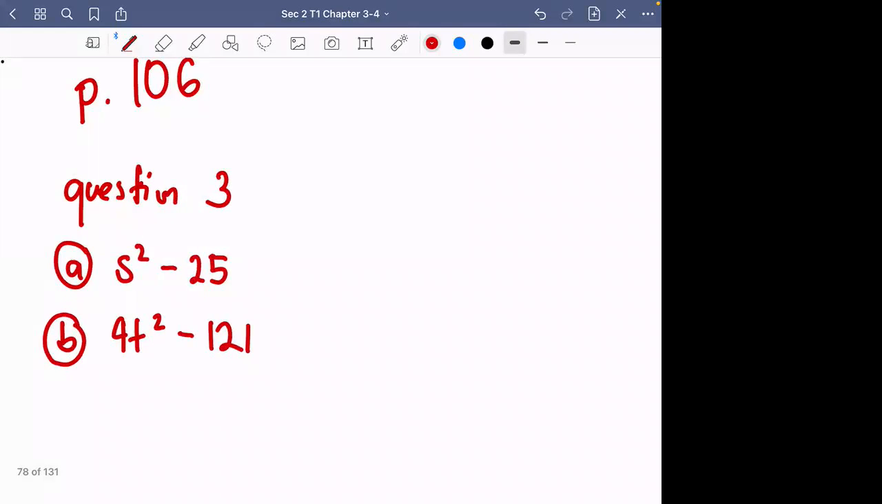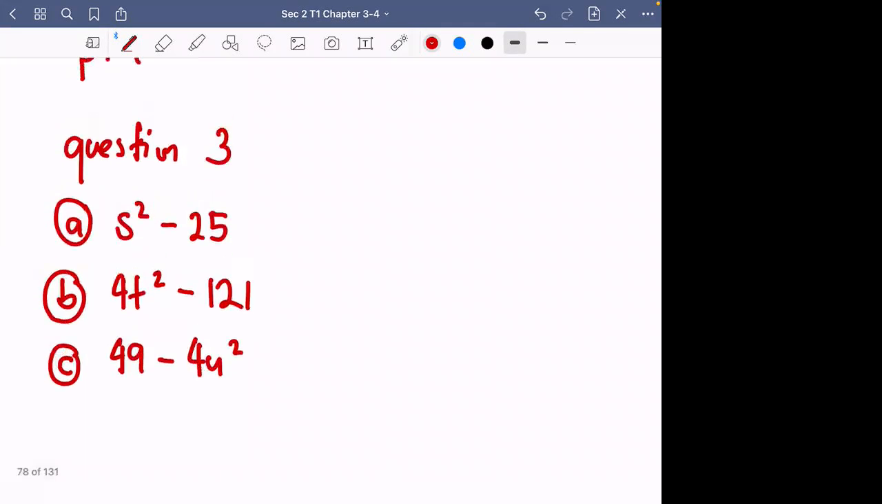Okay, so let's have letter C. Emily, letter C. 49 minus 4u squared. Very good. That's how you answer. So 49 minus 4u squared. Any volunteer among the boys? Letter D. Okay, Sam, go. What's your answer? The answer is w squared minus 100x squared. Okay, that's it.